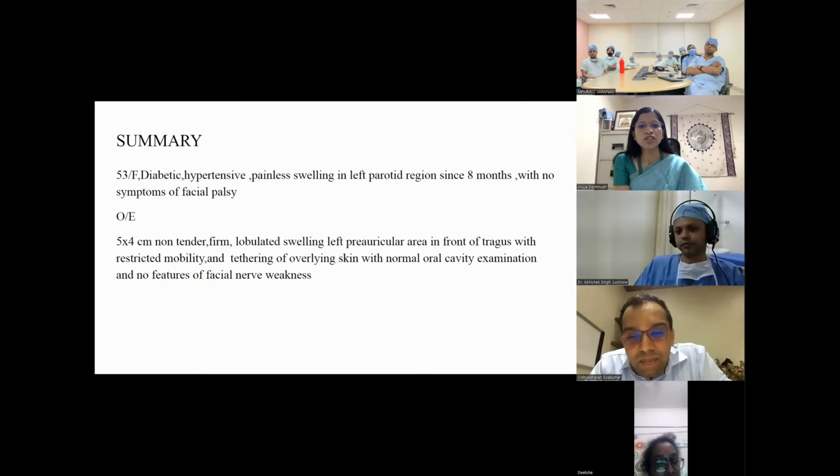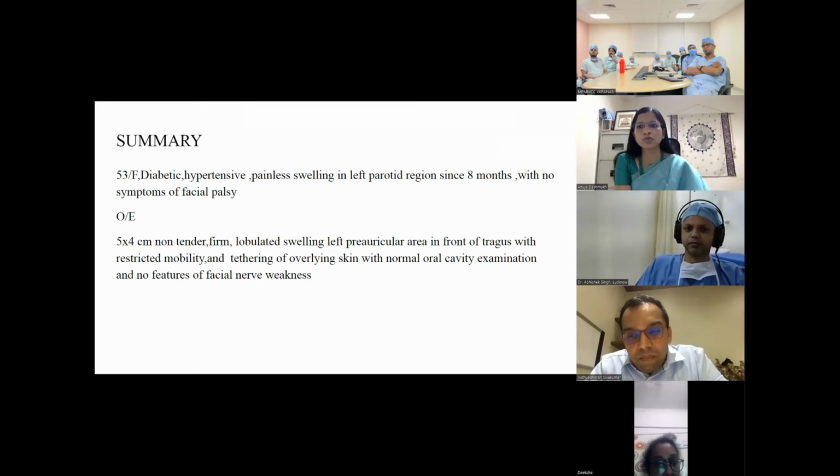What important thing are you missing in these first two lines? With a history of surgery in the left parotid area. Yes, so that's the most important thing you have to tell us in the summary. If you don't tell us, we don't know that we are going to go in for a redo kind of surgery, and so there are lots of things we have to anticipate when we do this.